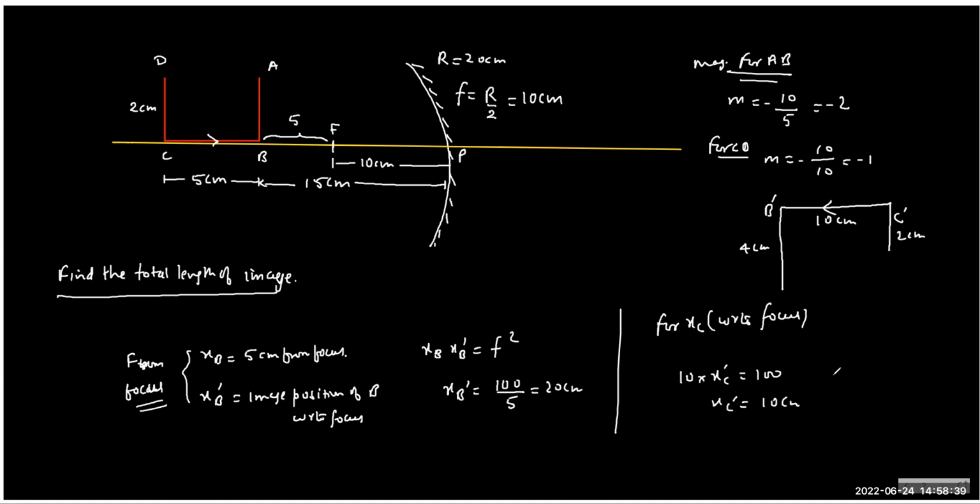So what is the total length now? 2 plus 10 plus 4. So the total length of the image is equal to 4 plus 10 plus 2, which is 16 centimeter. Am I correct? Yeah, maybe. I think you can check the answer. Oh, sir, it's 16. 16 is correct.